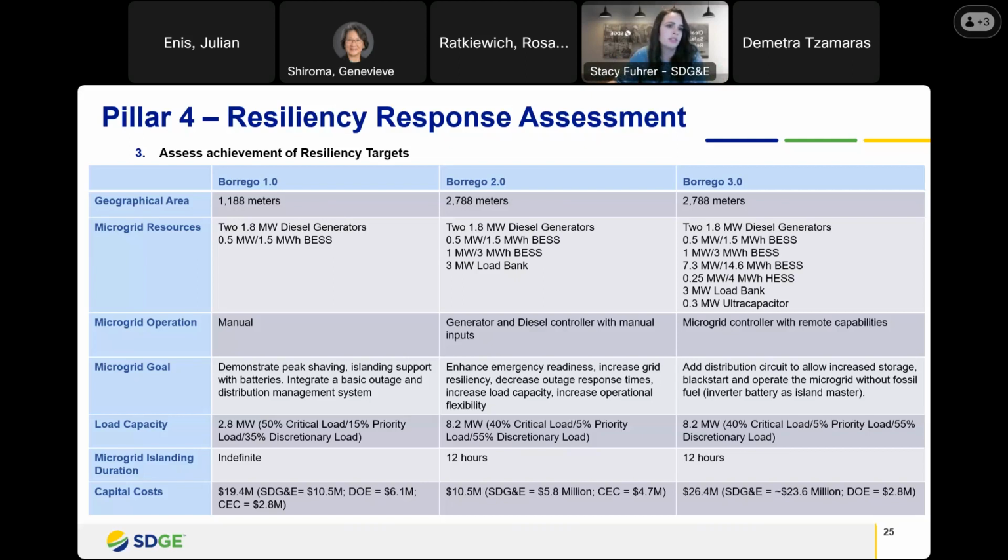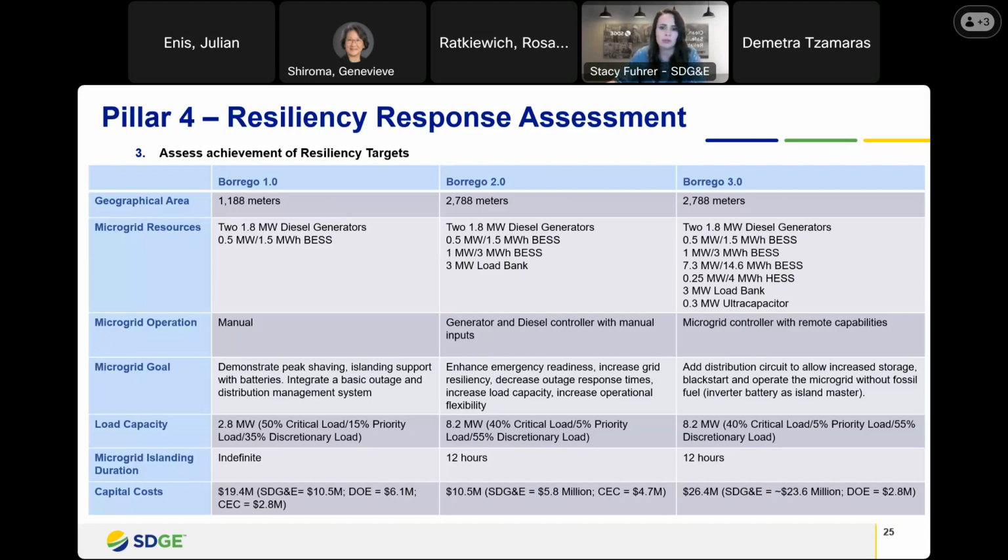There's also been a significant change in the resources that exist for the microgrid. We have Borrego 1.0 just being our 2 diesel generators and our initial small 0.5 megawatt hour battery. In 2.0, we were able to add another battery at 1 megawatt. We were able to add a 3 megawatt hour load bank to help with the excess solar that exists.